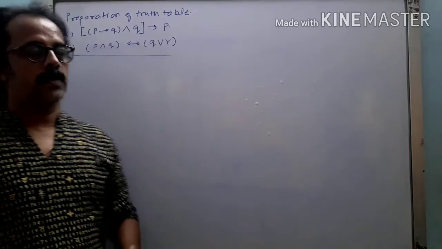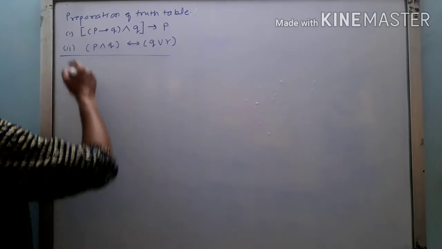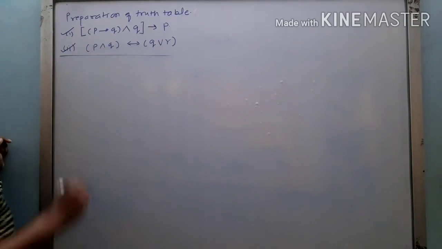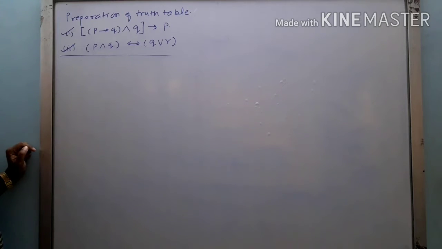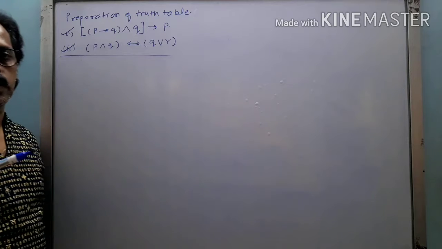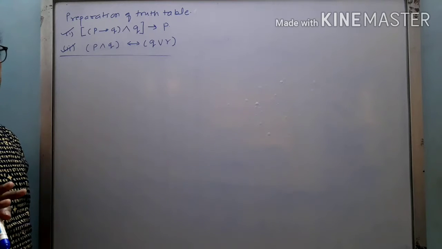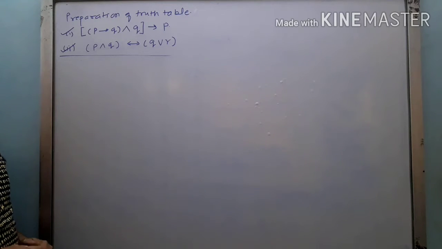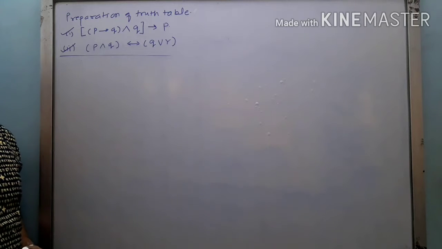Now we have to go ahead with the second example. The first we have already done. Now what is the main thing for the second example? There are now three letters. That means there are three logical statements. Now the table will be big.